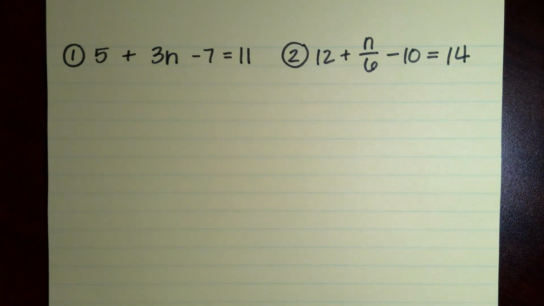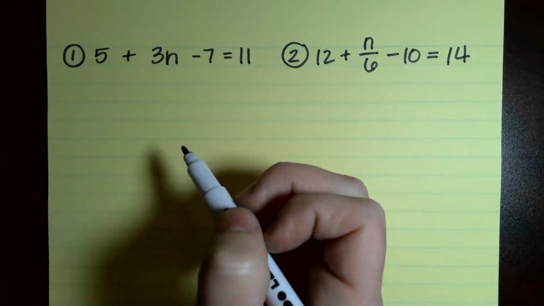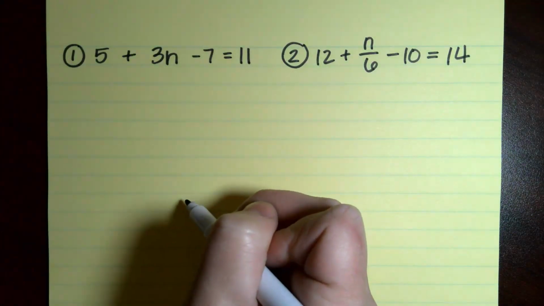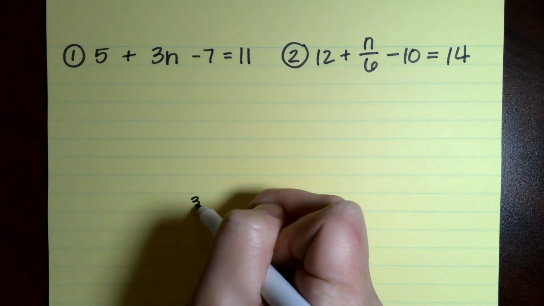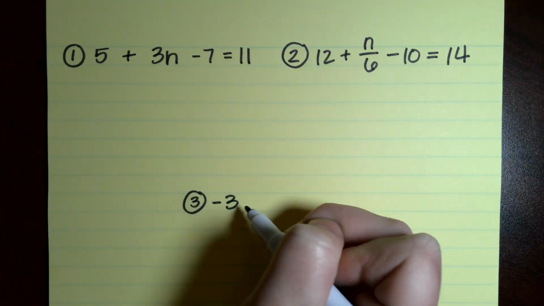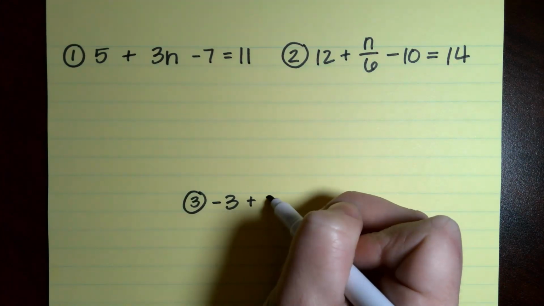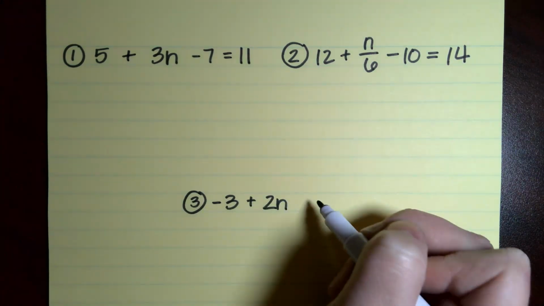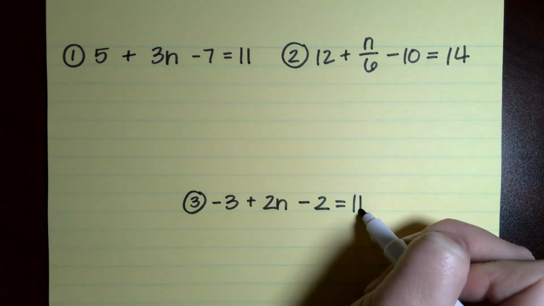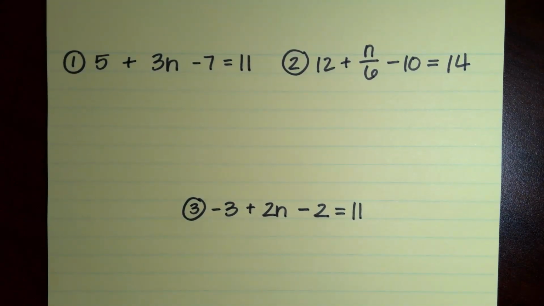And if you just so happen to finish those 2 and just want to do another one, I'm going to give you a third one for fun. Let's do negative 3 plus 2n minus 2 equals 11. All right, I'm going to go ahead and pause this recording and we'll set a little timer for you guys.